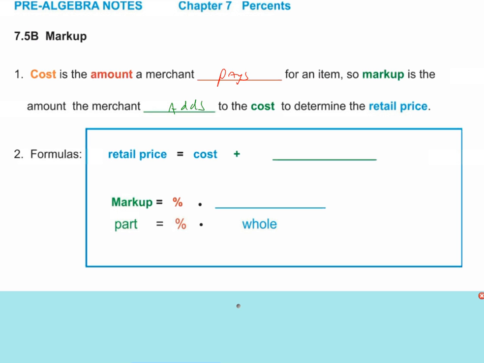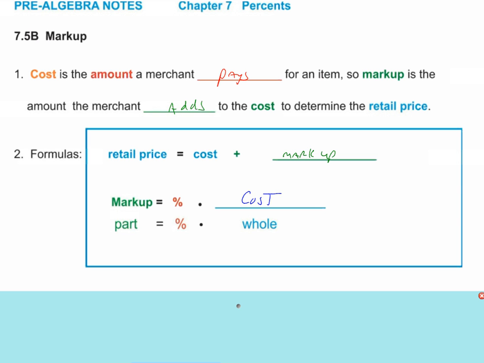What is your retail price then? Your retail price is the cost plus the markup. And that should make sense. Remember, take the cost, add your markup amount to it, and you'll get the retail price. Now, how do you get the markup? Well, like everything, markup is a part. So markup equals percent times the whole. In this case, where did you start? That was with the cost. So the whole is the cost.